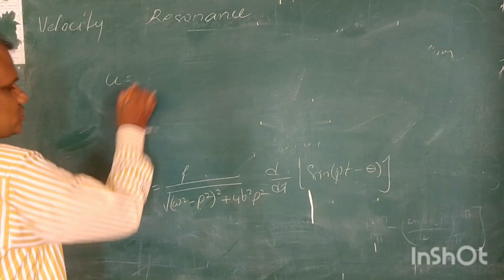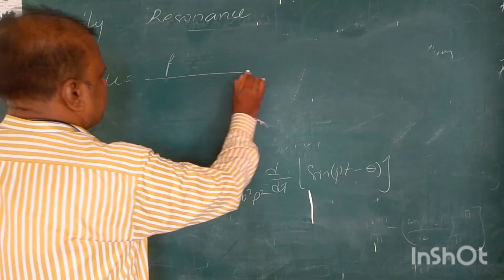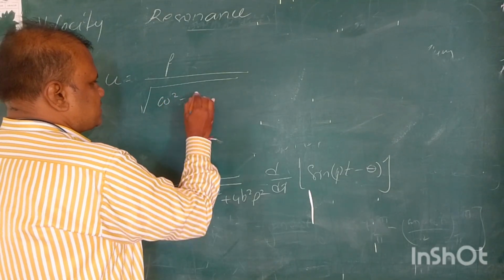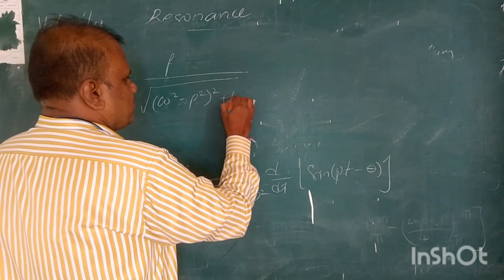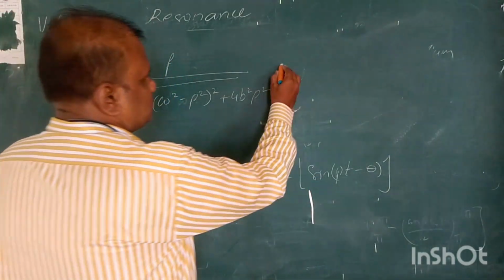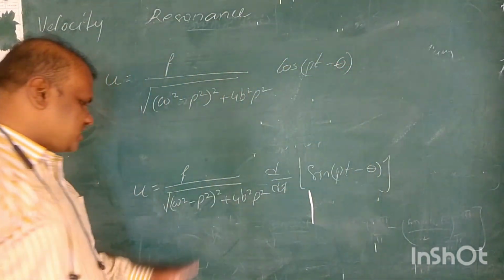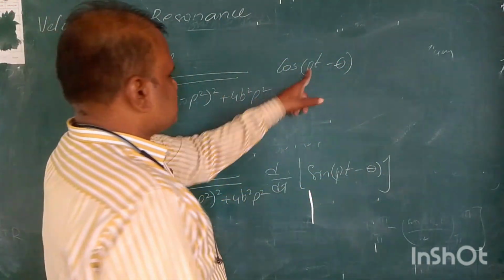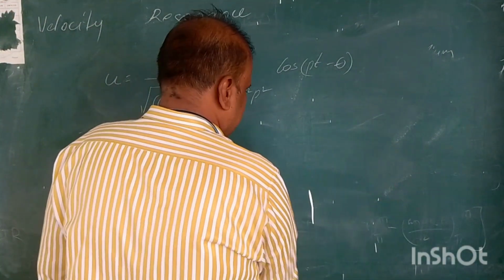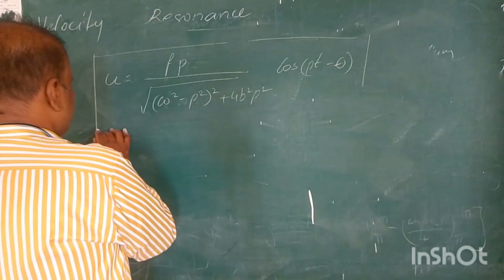So u equals f divided by under root of (omega square minus p square) whole square plus 4b square p square. Differentiation of sine is nothing but cos, so cos (pt minus theta). Since the differentiation is with respect to t, p will be treated as constant, therefore fp divided by that. So this is nothing but the expression for the instantaneous velocity of the forced oscillator.